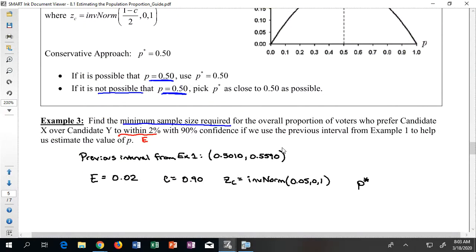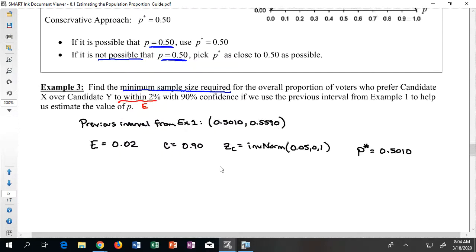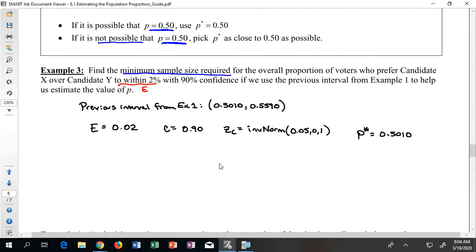All right, so let's see. We believe, based on the previous interval, that the real value of P is somewhere in here. We weren't 100% sure, but we were pretty confident. So based on this, I could say, out of all the numbers in this range, which of these is closest to 0.5? And it seems like that value should be 0.5010, that left edge.